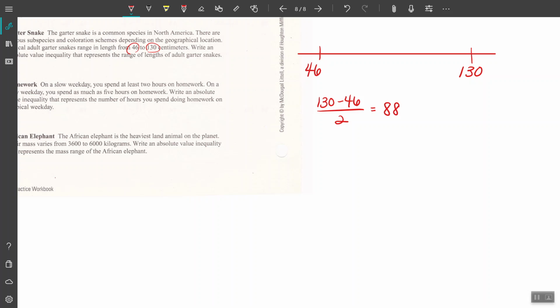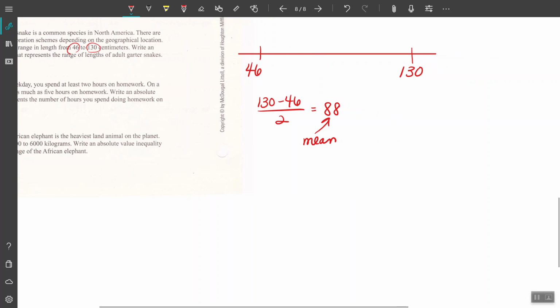So this number right here is called the mean. That's another word for average, if you remember, of the extremes. So that's a really fancy way of saying we found the average of the two numbers, the top and the bottom range numbers. So that means right in the middle, sitting in between these two, is 88.